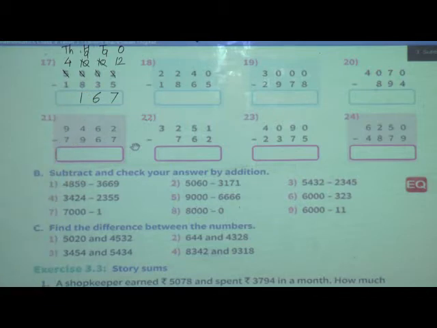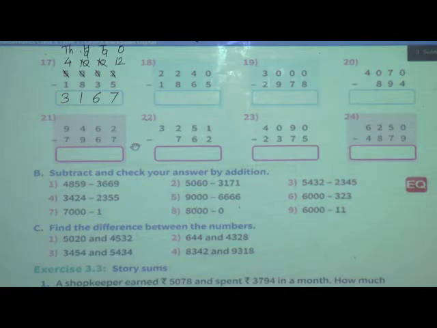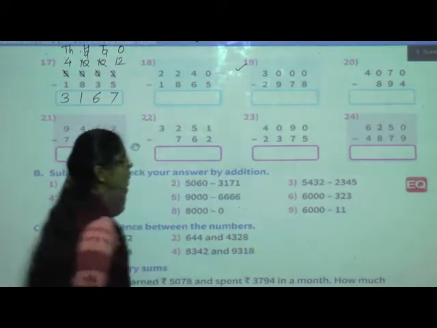Now thousands place is remaining. In the first number how many thousands are there? Yes, now there are 4 thousands, and in another number there are 1000. So 4 minus 1 is equal to 3. So what will be the answer? The answer is 3167. Now after 17, which one is the odd number? Yes, 19th one we will take now.